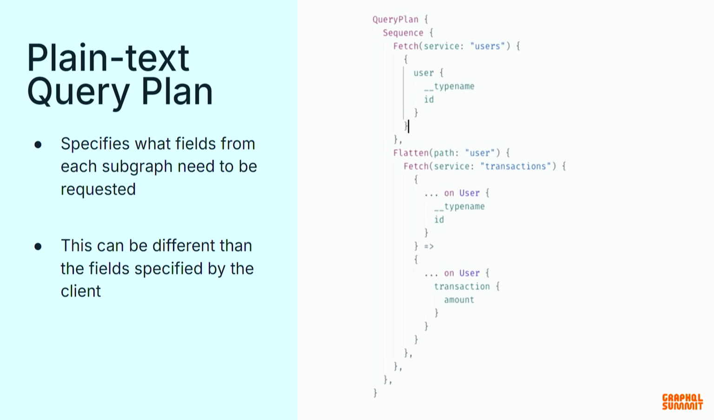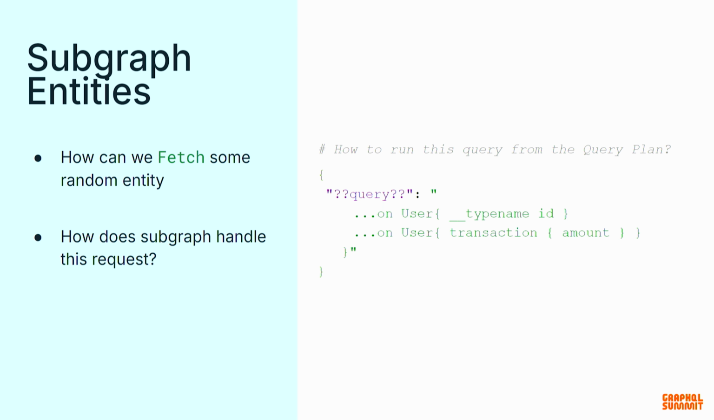But the ones below, right, this fetch to the transaction subgraphs, that's not GraphQL, that's not a query I can execute. So what's happening here is the router is specifying what fields it needs, right? And it's picking out those fields that might not be specified from that query from before, and it's saying, hey, I need to go first get all the IDs, so then I can go select all the transactions based on that user. But if this is not the query to run, how can we just go and fetch from some random entity on a subgraph? Is there a query to say, on user, give me the stuff?